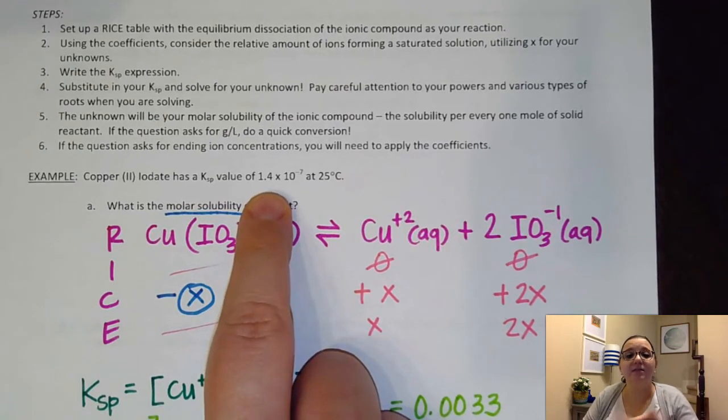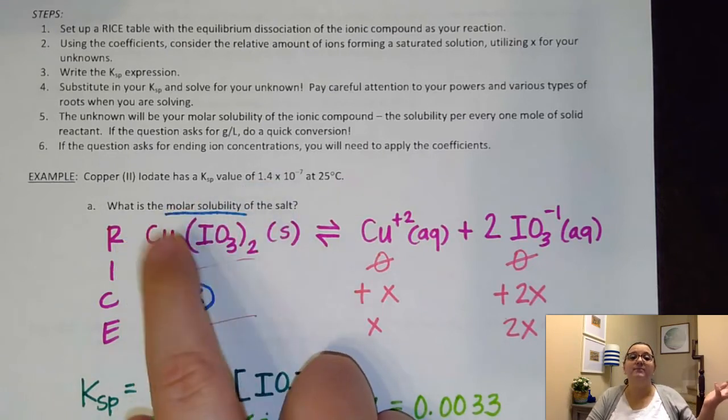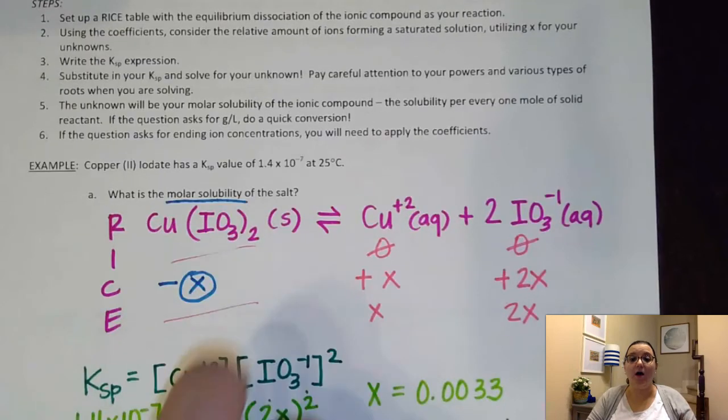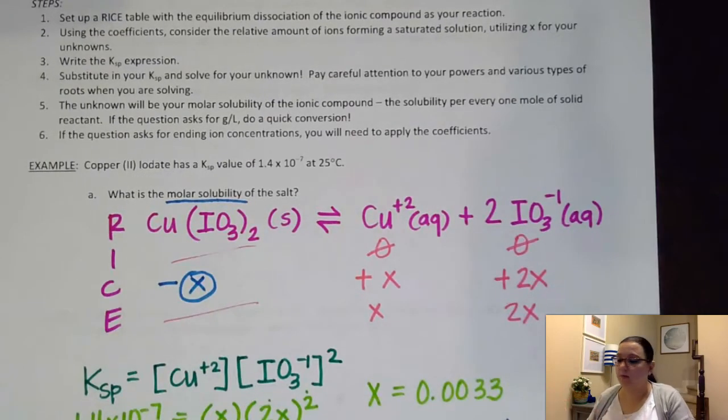The fact that this is less than 1 means that we were very heavily reactant favored, and so most of my substance was staying together as this ionic compound. Very little of it was actually going and making product.